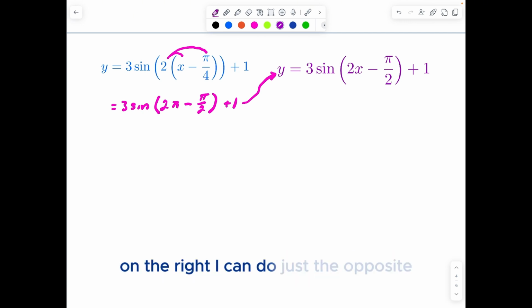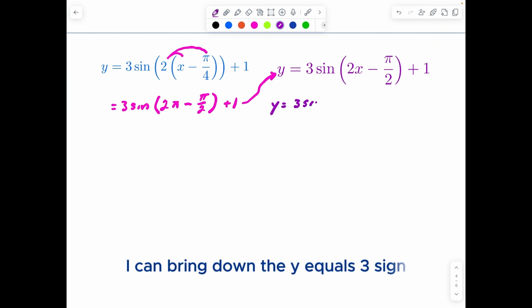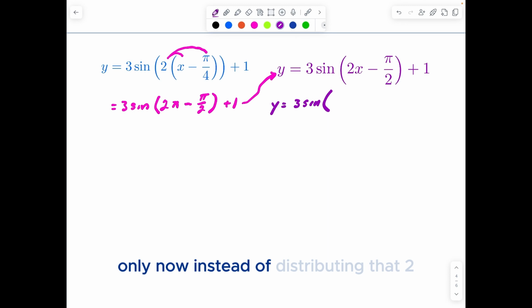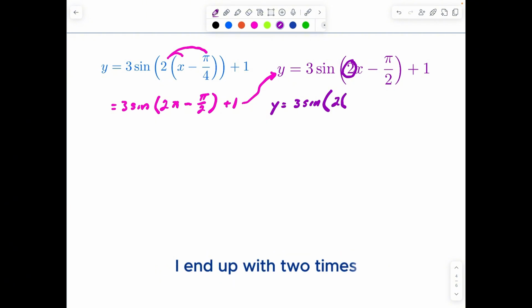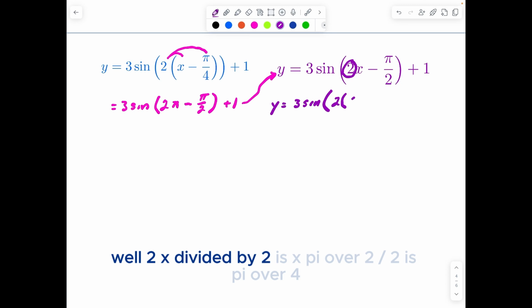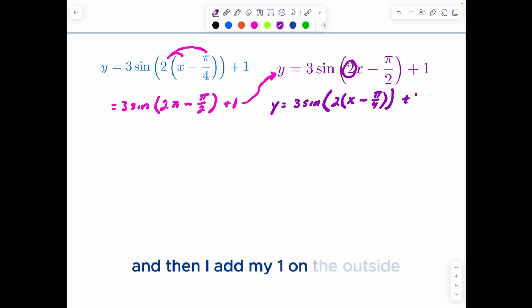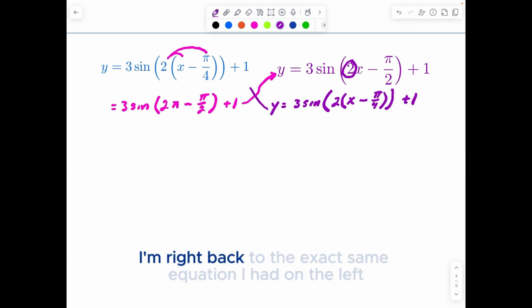On the right, I can do just the opposite. I can bring down the y equals 3 sine, only now, instead of distributing that 2, I'm actually going to factor this 2 out. If I factor that 2 out in the parentheses, I end up with 2 times, well, 2x divided by 2 is x. Pi over 2 divided by 2 is pi over 4. And then I add my 1 on the outside. And you'll notice I'm right back to the exact same equation I had on the left.